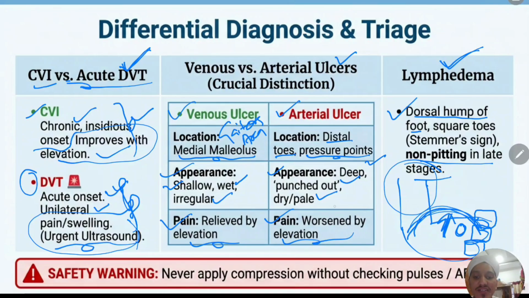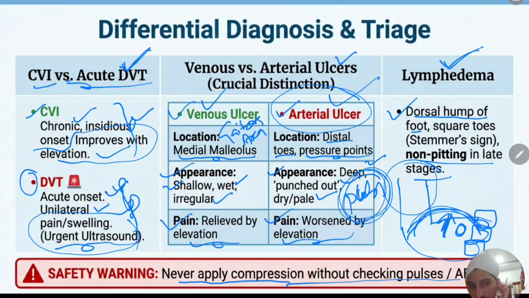One examination point here is the pulses. Pulses will be weak in arterial ulcer, but pulses may be normally present in a venous ulcer. So pulse examination is important. One safety warning: never apply compression bandages, which you use for the treatment of chronic venous insufficiency, without checking the pulses or ankle brachial index. Don't apply the compression bandage without it. Compression bandages should be applied only after checking the pulses and particularly the ABI.